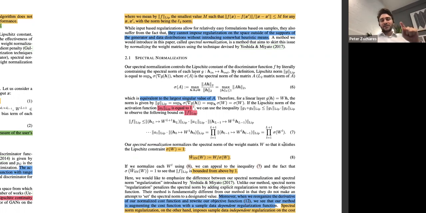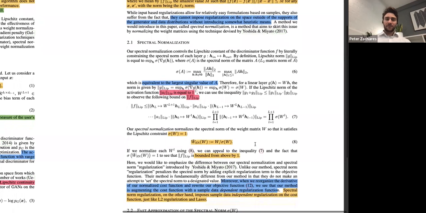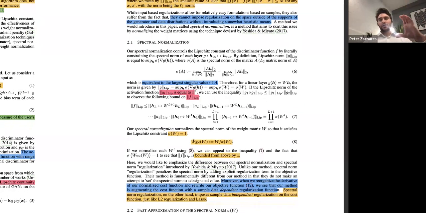And then they show over here with equation 7 that the Lipschitz constant of the whole neural network f is upper bounded by the product of the Lipschitz constants of each of its weight matrices. And so if you're able to set the Lipschitz constant of each of the weight matrices to 1, then the whole function's Lipschitz constant is upper bounded by 1. And this is how they're ensuring that the Lipschitz constant of the discriminator is 1 or less, and that's how they're upper bounding it.